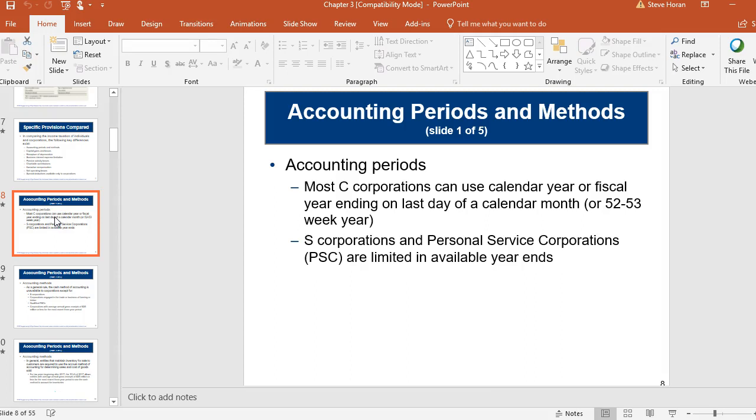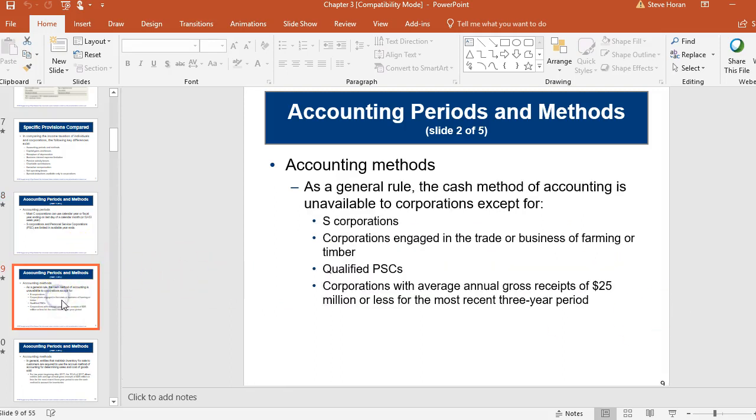The first one is accounting periods. It says most C Corps can use a calendar year or fiscal year ending on the last day of a calendar month. S Corps are what they call a PSC, which is a personal services corp. And the text mentions that those are corporations in the fields of healthcare, law, engineering, architecture, accounting, actuarial sciences, performing arts, and consulting. S Corps and PSCs are limited in available year ends. They don't have quite the flexibility that a C Corp does.